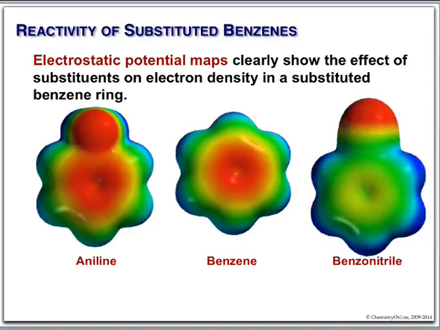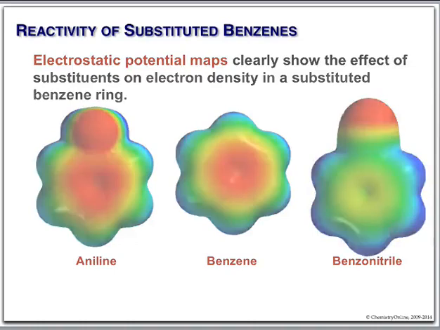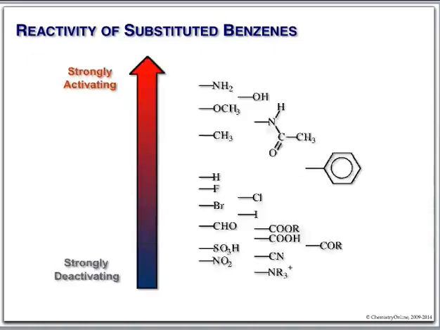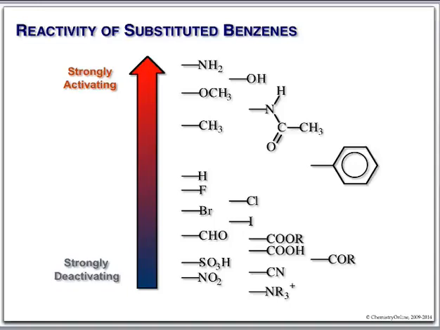Very simple. The more electrons you have, the better the reaction will be. When I say better, I mean faster. We refer to this as activating. These substituents activate the ring towards substitution. Down here we have deactivating. These substituents at the bottom here will suck electrons out, and they will slow the reaction down.